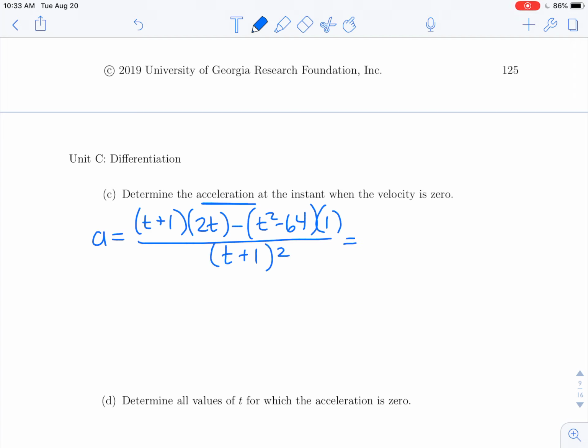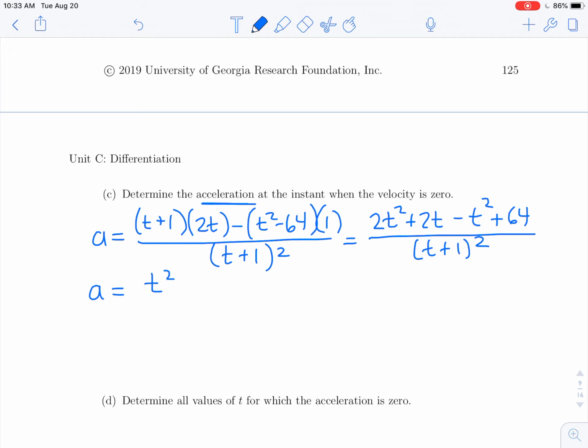Okay, so let's see. I'm going to have to do something with this, so I'm going to simplify it a little bit. So 2t squared plus 2t, and then minus t squared plus 64. I distributed that minus. And then all over t plus 1 quantity squared. So the acceleration is t squared plus 2t plus 64 all over t plus 1 quantity squared.